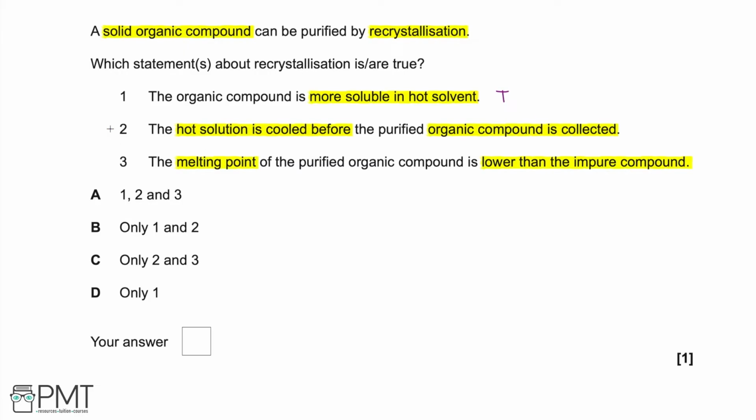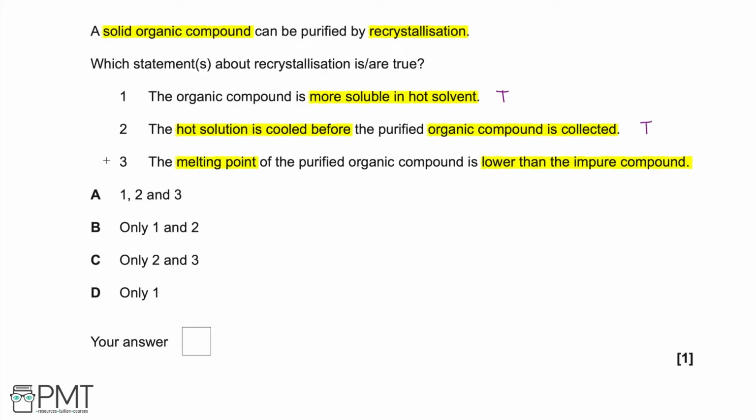Statement 2, the hot solution is cooled before the purified organic compound is collected. So the idea of recrystallization is that as we increase the temperature, the solubility increases, and the amount of solid that we had originally that was too much to dissolve, it wouldn't dissolve fully in the solvent, will now fully dissolve at a higher temperature, along with any impurities present. The whole point of recrystallization is then to recrystallize, so to cool the solution down and to selectively bring the desired pure compound out of solution as a solid, leaving the impurity still dissolved, and then you can filter off the solid and the solvent which has the impurity dissolved in it. So statement 2 is also true.